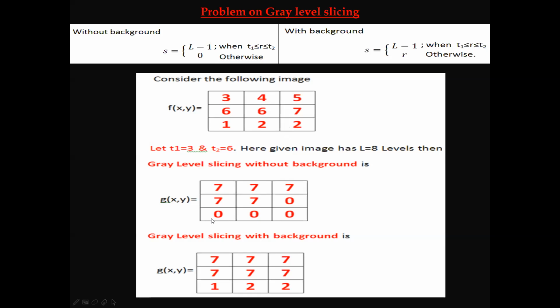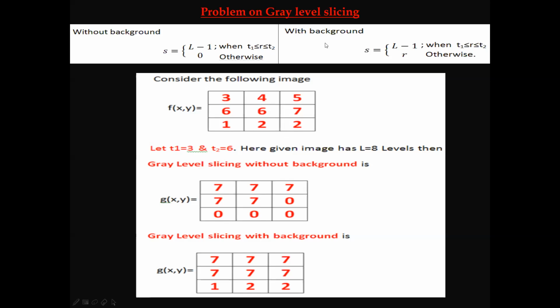Now coming to the last row, how are we getting 0? In the without background case, S equals L minus 1 when r is in between T1 and T2, and equals 0 otherwise. So S is 0 when r is not in between T1 and T2. Let us see: 1 is not in between 3 and 6, 2 is not in between 3 and 6, and the other 2 is also not in between 3 and 6. That's why the last row is 0.